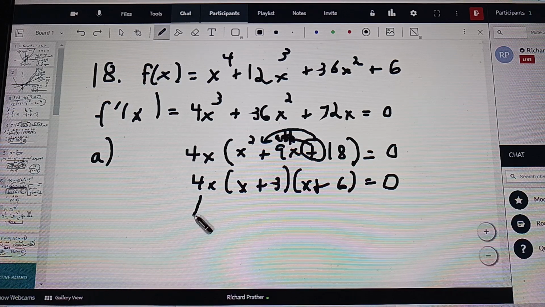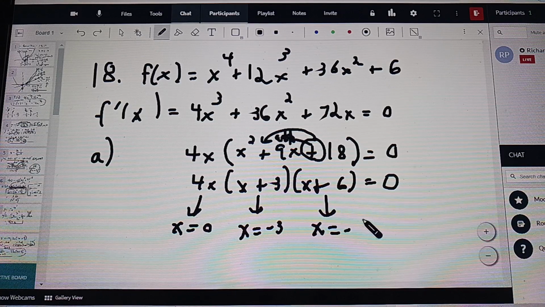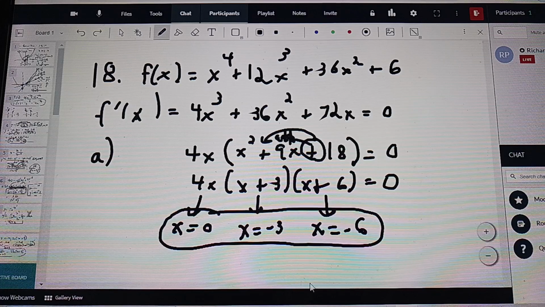So there are 3 unique zeros. There's 0 itself, because if you set 4x equal to 0 and divide by 4, you still get 0. x plus 3 has a 0 of negative 3. And x plus 6 has a 0 of negative 6. So these are 3 critical numbers.